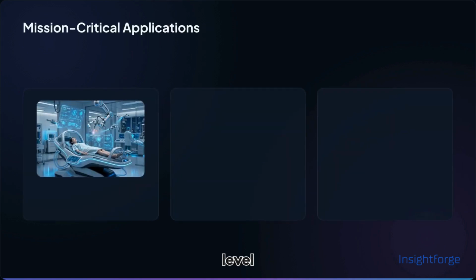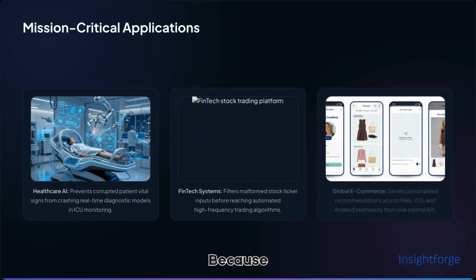Now, why does this level of architectural rigor matter? Because these are mission-critical applications. In healthcare AI, this strict validation prevents corrupted patient vital signs from crashing diagnostic models in the ICU. In fintech, it filters malformed tickers before they can ruin automated high-frequency trading algorithms. It gives global e-commerce platforms the power to serve real-time personalized recommendations flawlessly across every device.